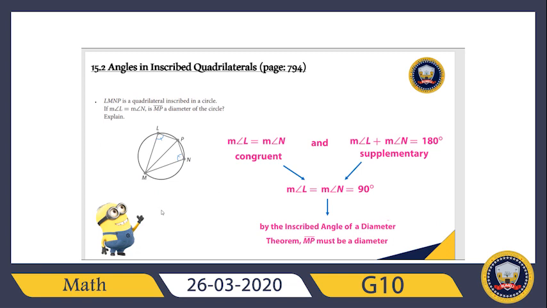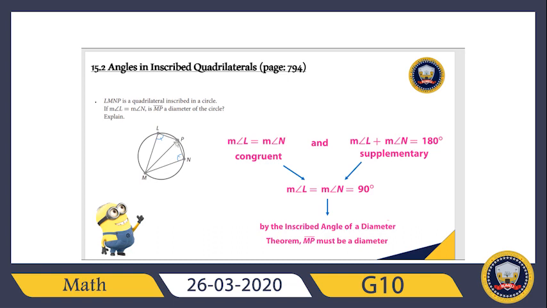Let's move to this example. I have LMNP, a quadrilateral inscribed in a circle. If the measure of angle L equals the measure of angle N, L and N are congruent. That's what's mentioned here. The question now says, is MP a diameter for the circle or not? Explain. What does the diameter mean?